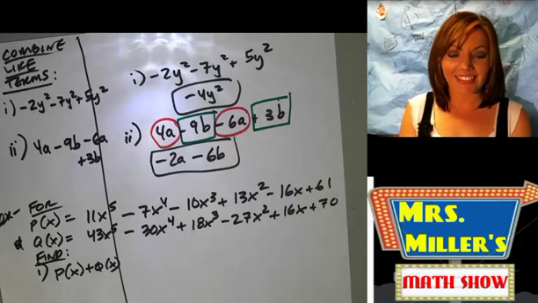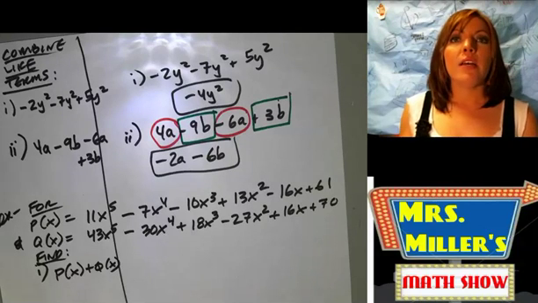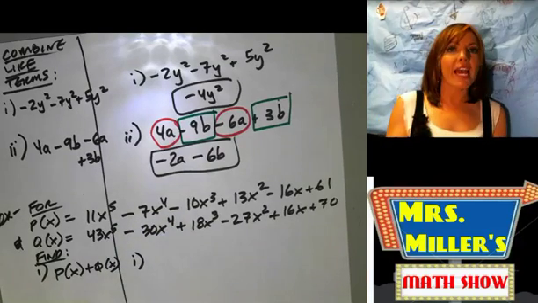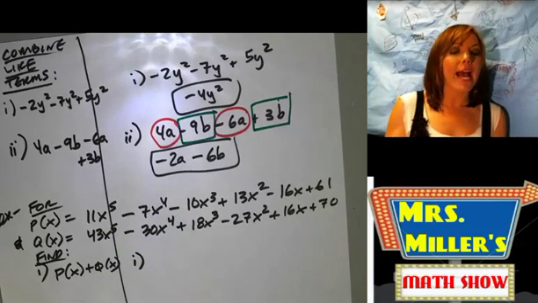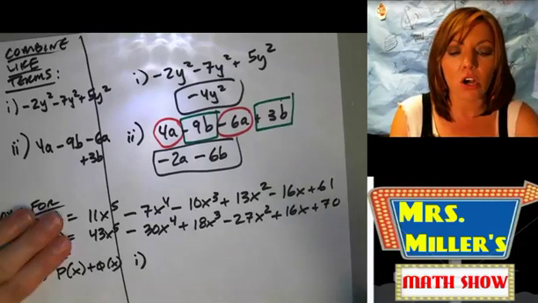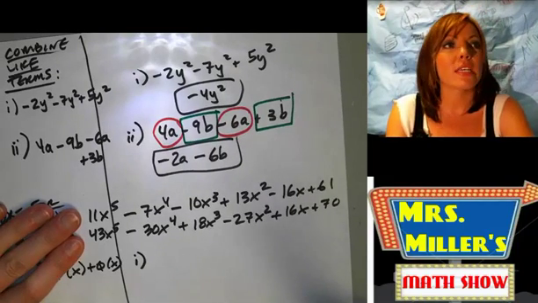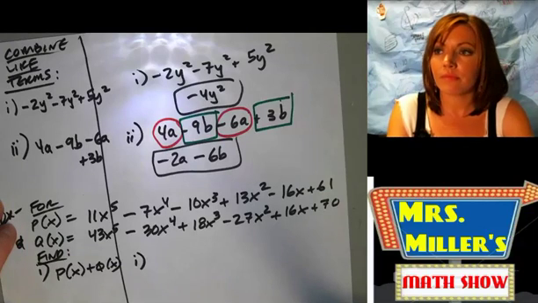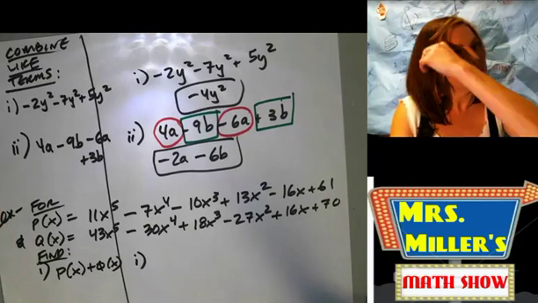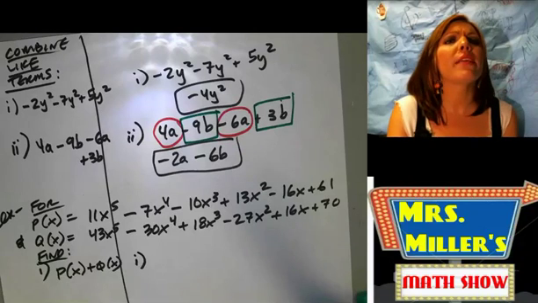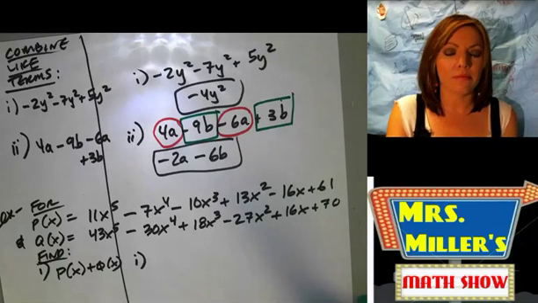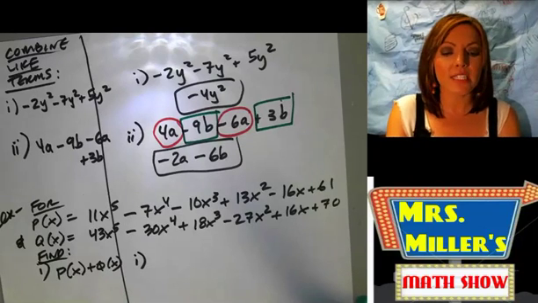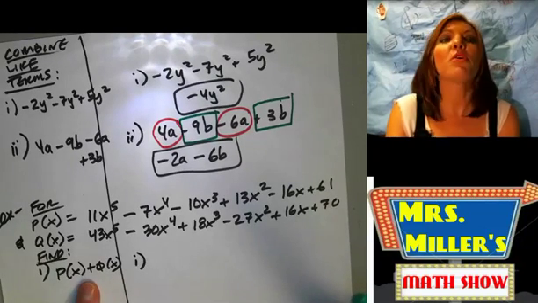So, p of x plus q of x. Anybody have any ideas? What are they asking us to do with these very long, horrendous equations? Basically, like what we did in the last unit. We had this kind of problem. We put them together. Good. How do you know you put them together? The directions tell us to add them together.